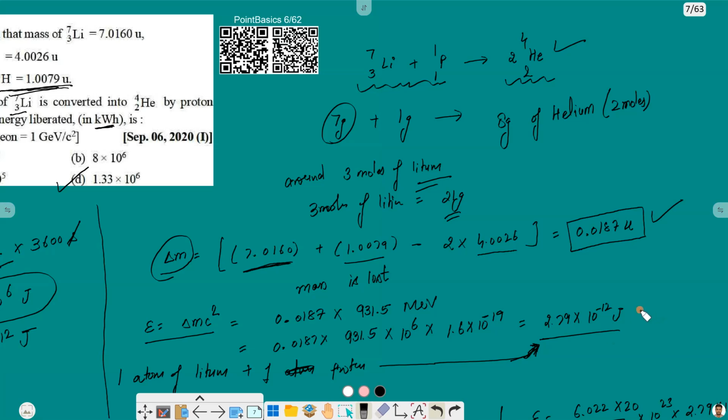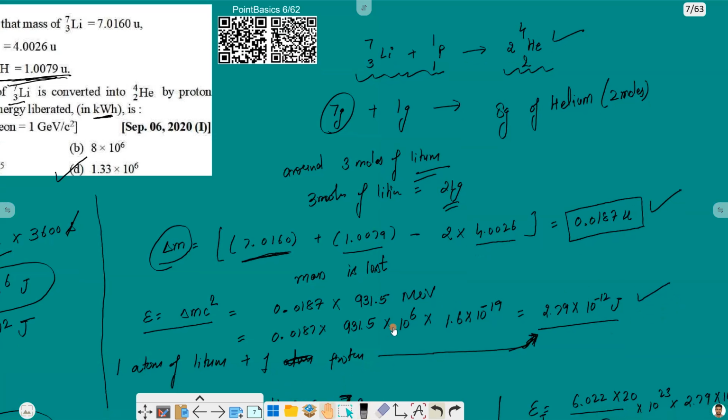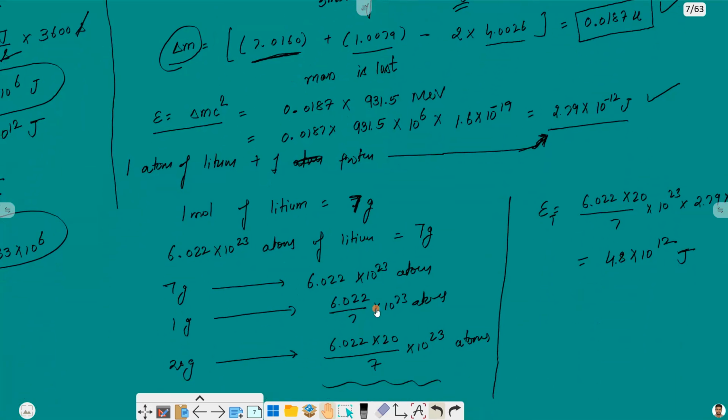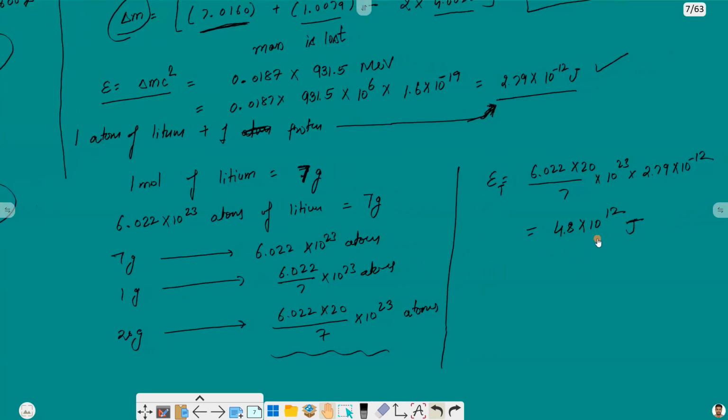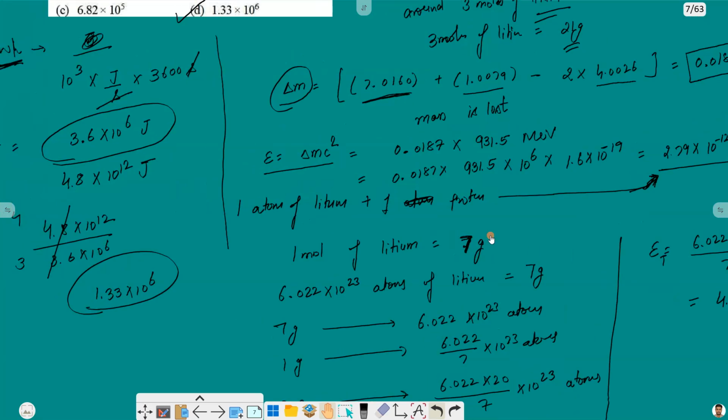So one atom of lithium is basically producing this amount of energy. Now as mentioned, we have 20 grams of lithium, and in 1 mole of lithium we have 7 grams, and in 1 mole we know there are Avogadro number of atoms. So using that calculation, we can calculate how many atoms there are in 20 grams of lithium, and if we multiply that number of atoms with the amount of energy produced by one atom, we get the total energy.